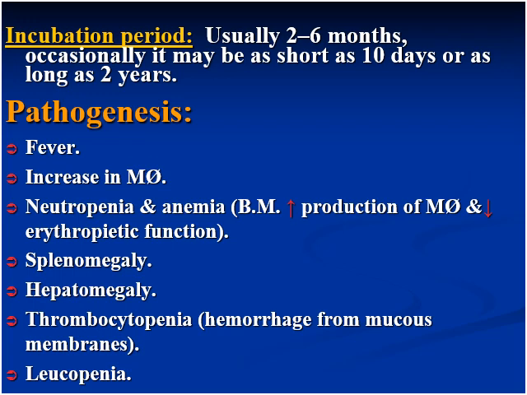Pathogenesis. First, fever, increase in macrophages, neutropenia and anemia, because the bone marrow increases production of macrophages and decreases erythropoietic function. We also have splenomegaly, hepatomegaly, thrombocytopenia, which means hemorrhage from mucous membranes. We have leukopenia.